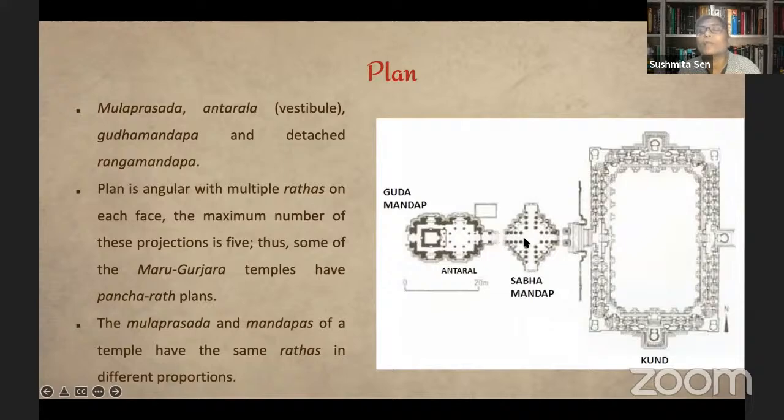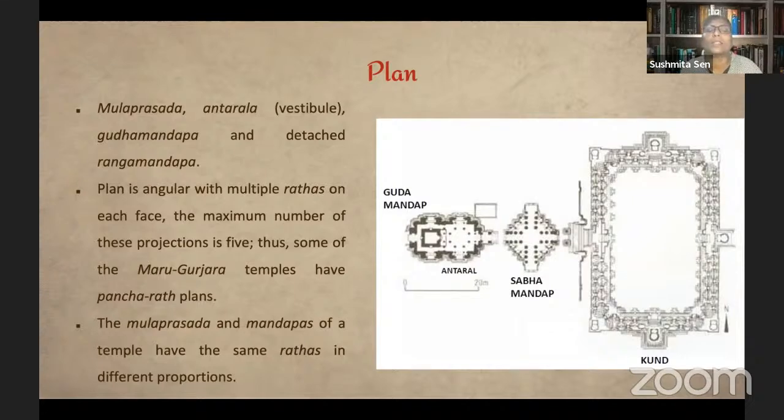You can see that from the 4 sides it is open, and there are open balconies out here, and the pillars are arranged in such a way that centrally it forms a circle, and there is a nave in between in the form of a plus or cross. And it is angular with multiple rathas on each face.